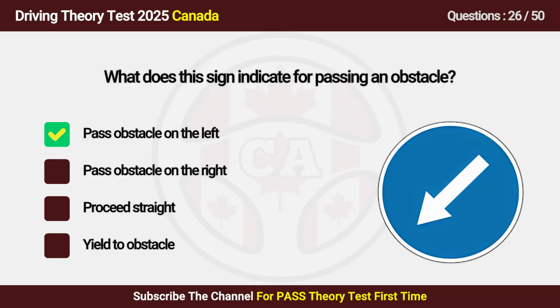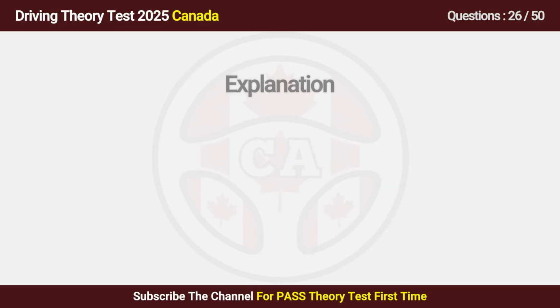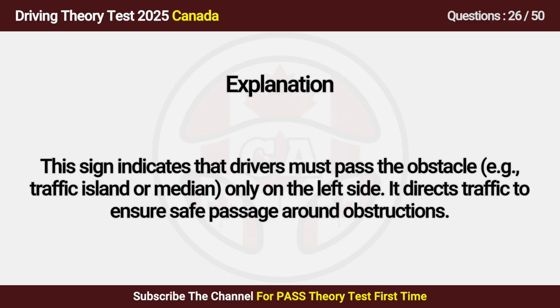Answer is A. Pass obstacle on the left. This sign indicates that drivers must pass the obstacle, e.g. traffic island or median, only on the left side. It directs traffic to ensure safe passage around obstructions.